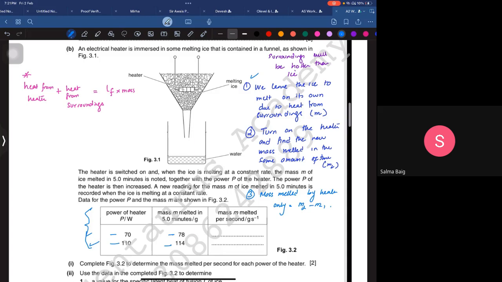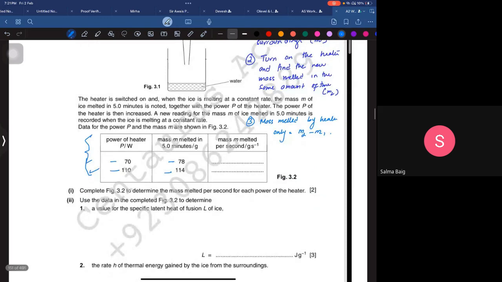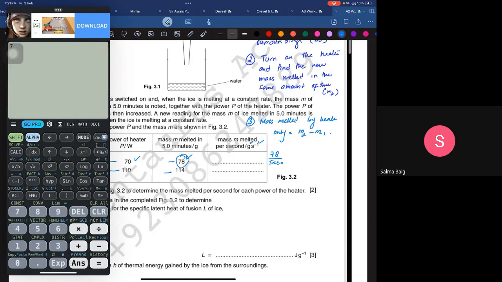Okay. Now, first thing they have asked you is that they have given you the power, they have given you the mass, they want you to find the mass melted per second, which means grams per second. So the mass melted is given in 5 minutes. What you do? You have to divide 78 by 5 times 60. Why 5 times 60? Because 5 is in minutes, you got to change it into seconds.